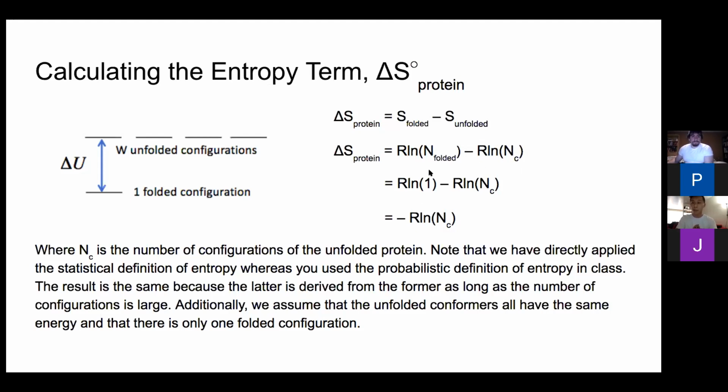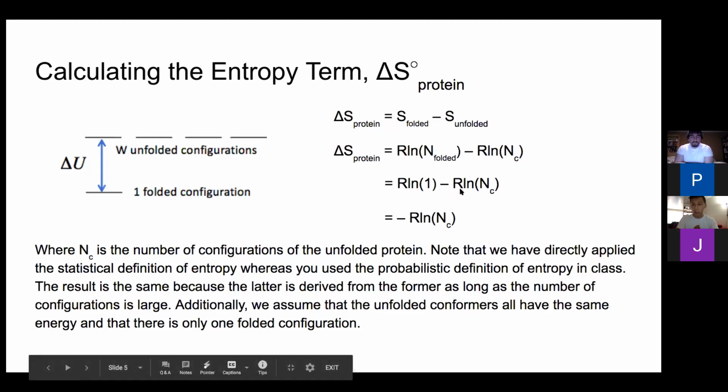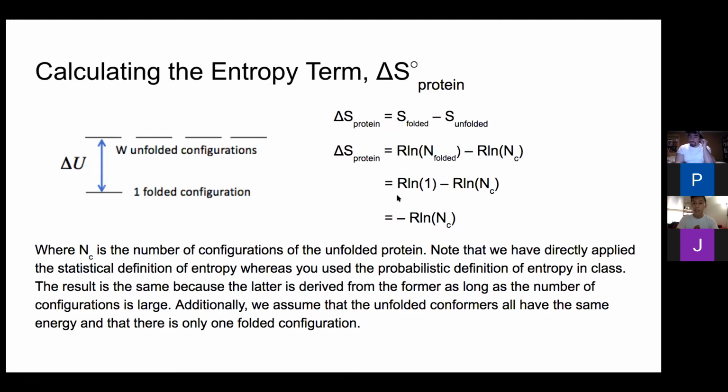But in our assumption, we stated that there will be only one folded configuration. This is an assumption that we make. It's not true, but this is what we're going to say to simplify our calculations. So ln 1 just goes to 0. So we're left with this minus R ln c. So this is what we have to calculate. How is it that we can approximate the number of configurations of the unfolded protein?